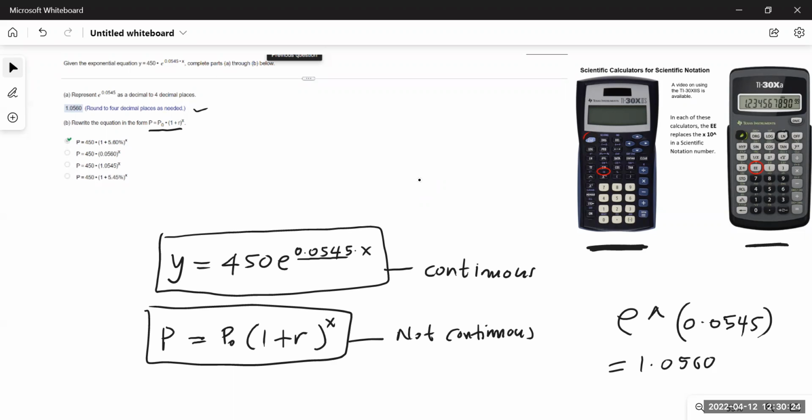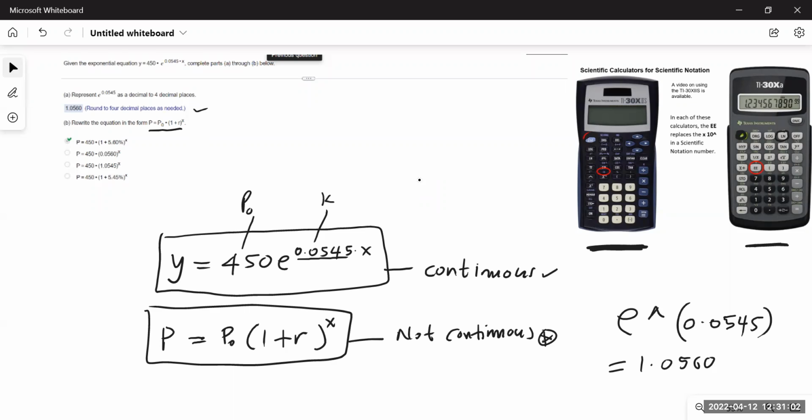All right. Now the B part says that we should rewrite the equation, right? The continuous equation, we should rewrite this in this form, in the non-continuous form. Okay. Now, the original equation that we were given, this number will be our P naught. That's the initial. Okay. And this is going to be our K, and that is the rate. All right. And X is any variable. Okay. It could be time, it could be anything.